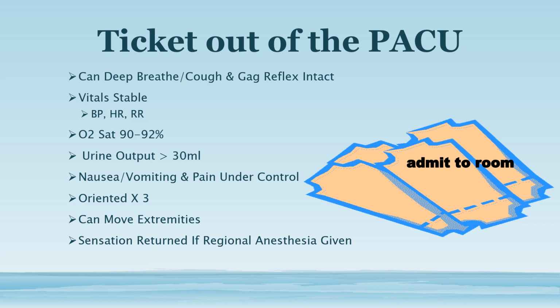The client is oriented times three. They can move their extremities, and sensation has returned if regional anesthesia was administered. Some PACUs use a scoring tool to determine readiness to leave PACU, and we're going to discuss that in the next slide.